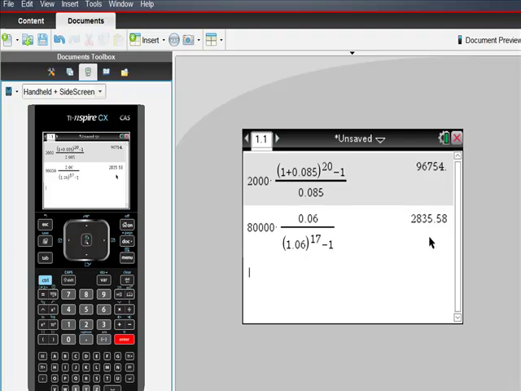If you want to, you can go back and see how much that actually turns out to be, how much interest you have. But we're not going to do it on this particular problem.